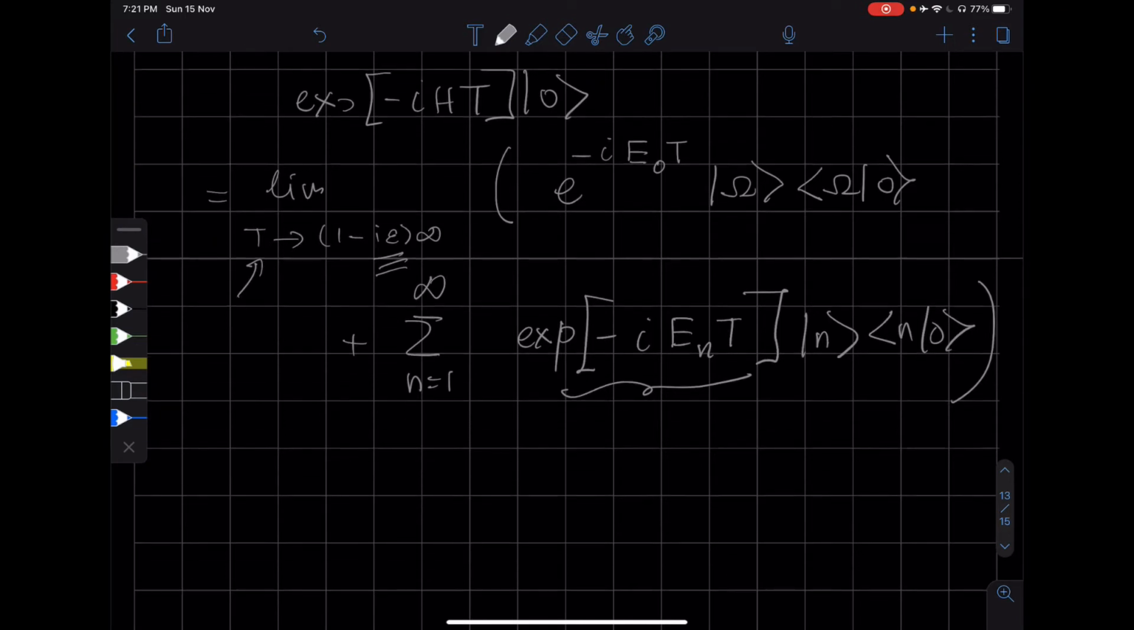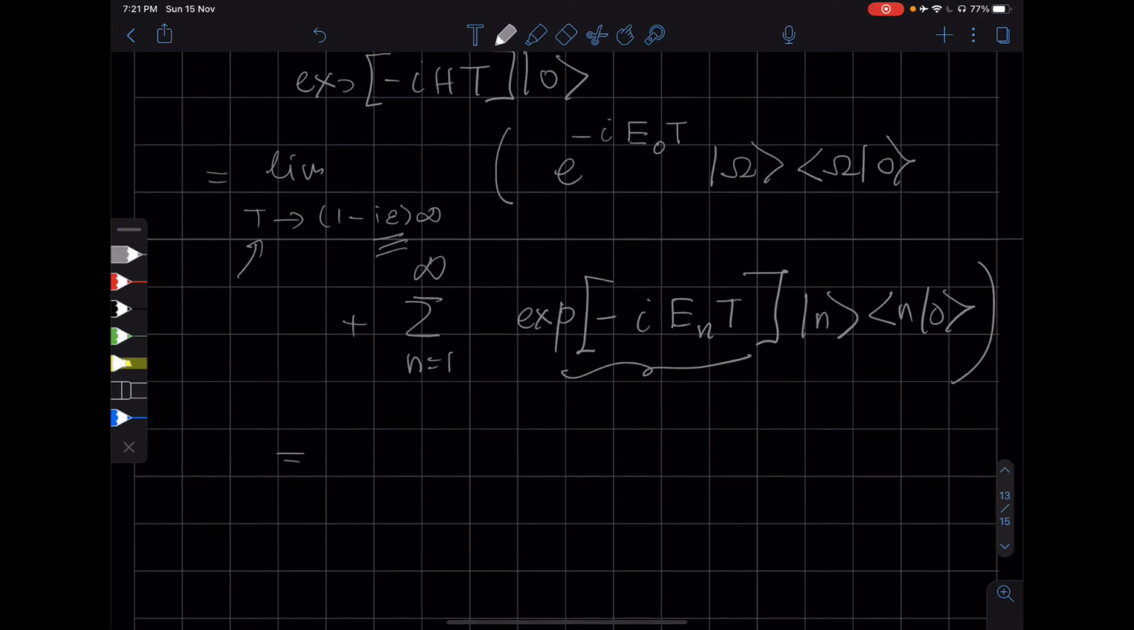So in this limit, we can drop all these higher order terms. If I drop all these higher order terms, then in the limit where T goes to infinity times (1 - i epsilon), we get the overlap between the interacting vacuum and the free vacuum times e to the power minus i E_0 T times Omega.